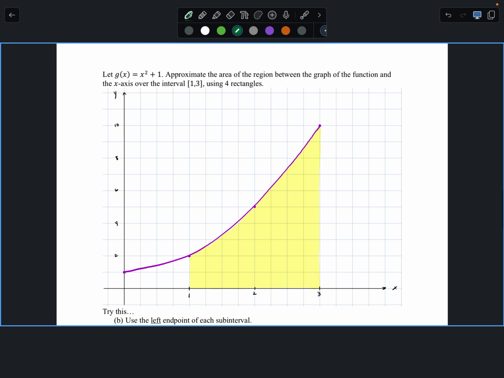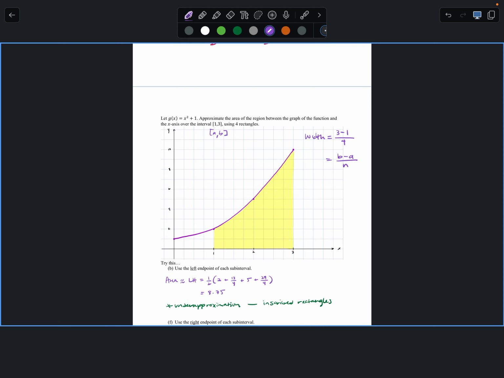Also, just wanted to point out, for figuring out what the width of each rectangle is, you can take the interval, right? So the interval from A to B, in this case, it was from 1 to 3. So 3 minus 1 to come up with the length of the interval, and then divide by the number of partitions that you want. So in general, that would be B minus A divided by n, the number of rectangles that you're wanting to find the areas for, or n number of subintervals.